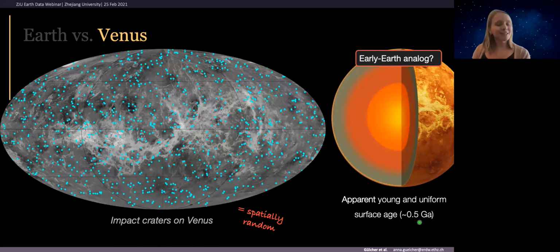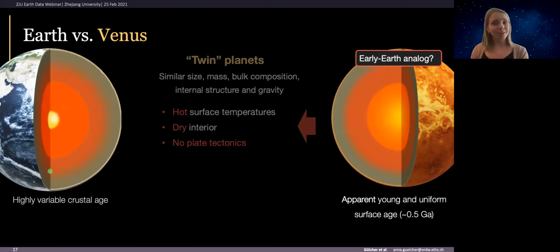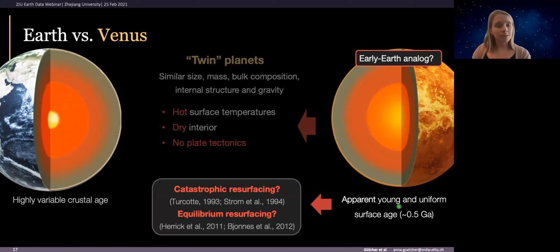So this is in strong contrast with the Earth, where we have highly variable crustal ages of several billion years old to several thousand years old. And originally, the young and uniform surface age of Venus has been ascribed to a global catastrophic resurfacing event about 500 million years ago. And this suggests that at this moment, after such a global activity that resurfaced the whole globe, the planet has been mostly inactive or geologically dead.